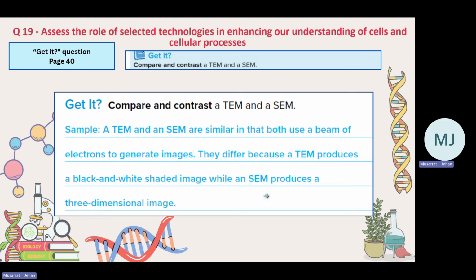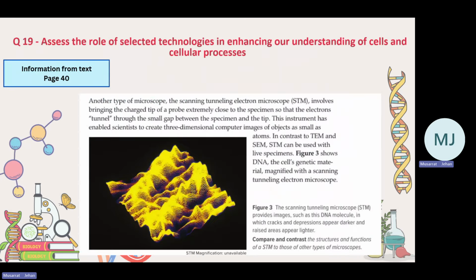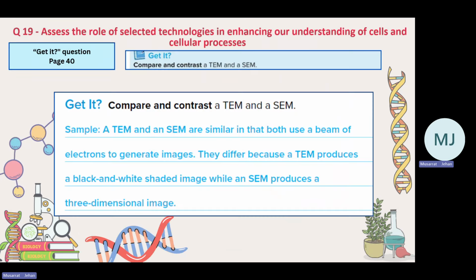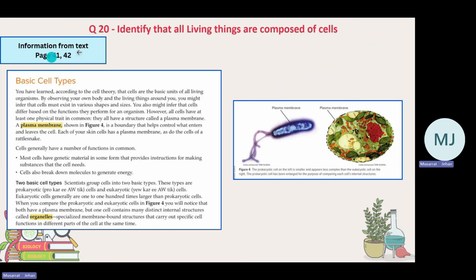So your question number 19 will be from this lesson, and question number 6. So you're going to get two questions from this lesson, question number 6 and question number 19. Okay. Then question number 20 is also related to the cells. It is also from the same lesson, information from text, page 41, 42.